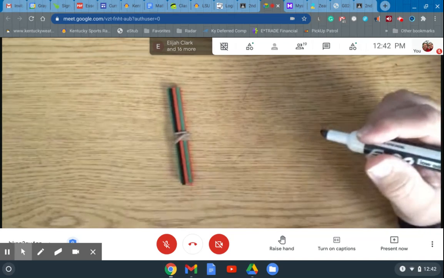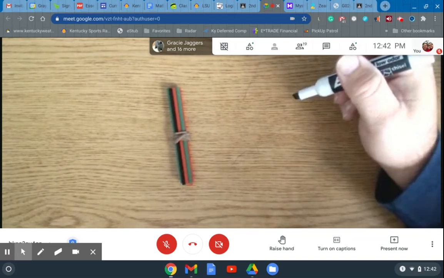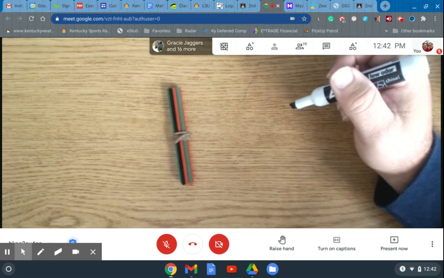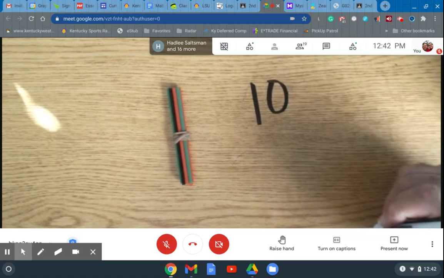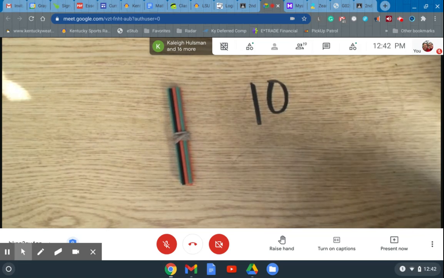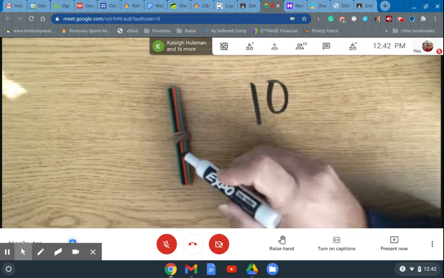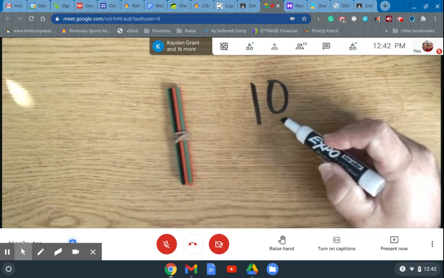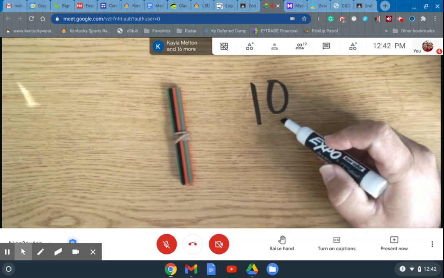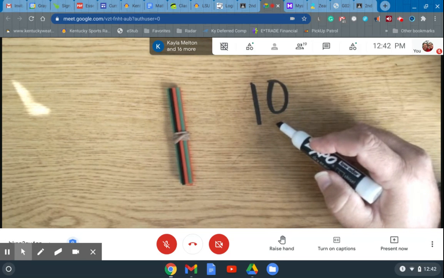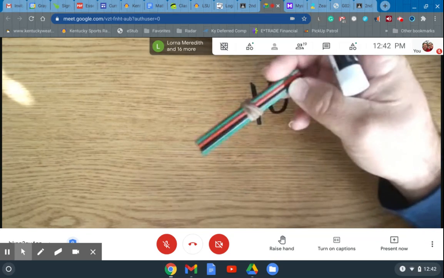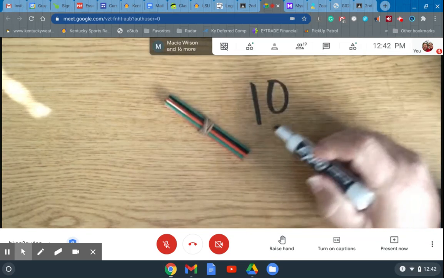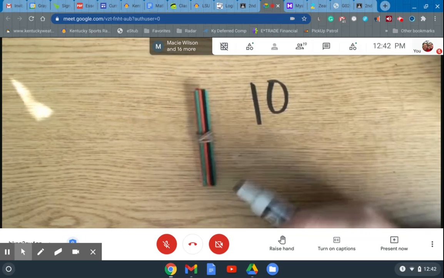Austin's question was how much, and the answer is 10, right? When I ask what does it look like, does this look like that? I see Macy's shaking her head no. Okay, and I agree. It does not look like that. This looks like some little sticks with a rubber band around it. This looks like a 1 and a 0 together. They don't look alike, do they?